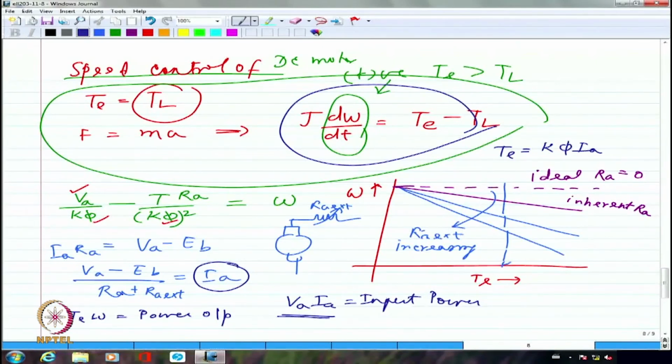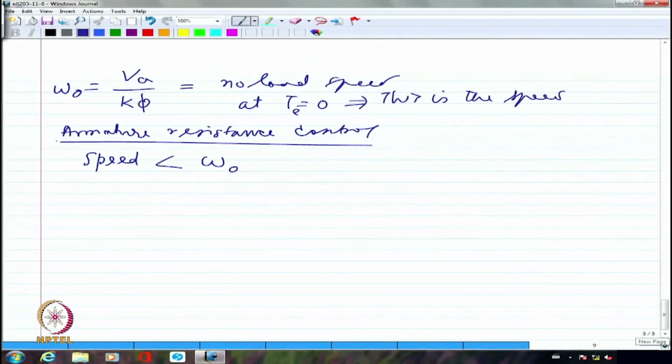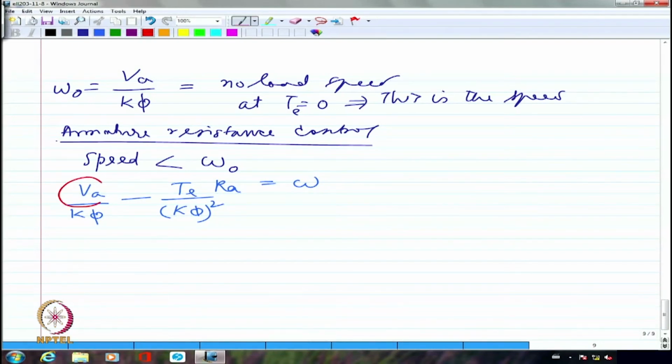Let us take a look at another way of speed control. Again let me write down the equation for the speed torque characteristic, VA by K phi minus the drop term. I can definitely modify the speed by modifying VA alone. I am looking at only one variable at a time. I am not changing everything. If I change everything it will be more confusing.